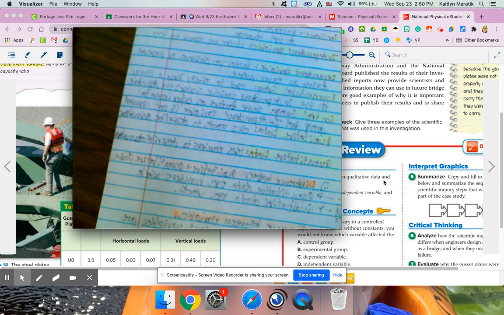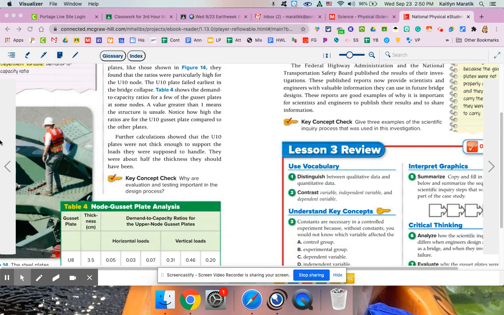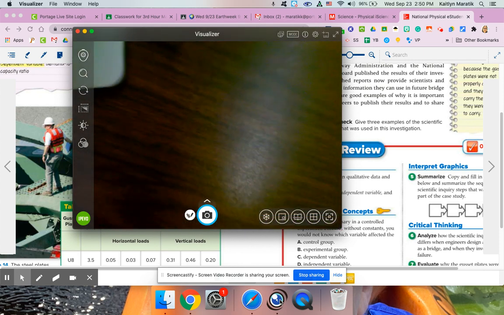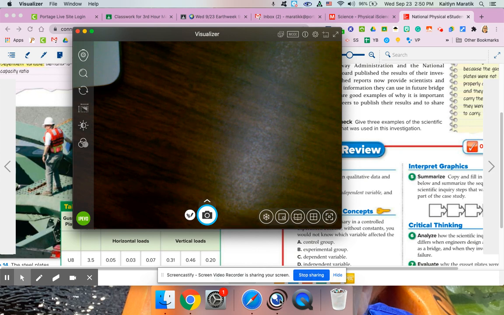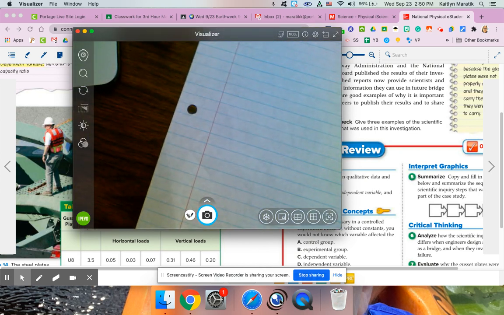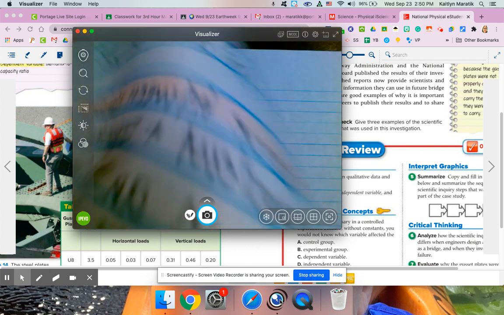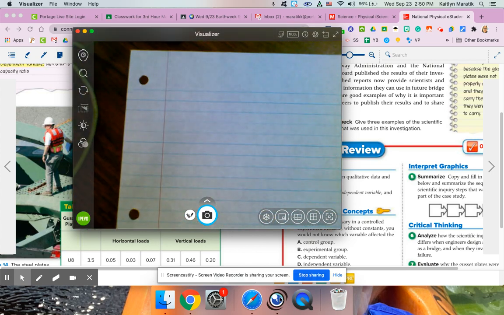So question number 3. It says, constants are necessary in a controlled experiment because without constants, you would not know which variable affected the what. So I think actually now on mine, because I'd used a marker, it's kind of not easy to read on the back. So I'm just going to use a new piece of paper. Please do use both pieces of paper. Save paper, it's totally fine. We really can't see it on that side of this.